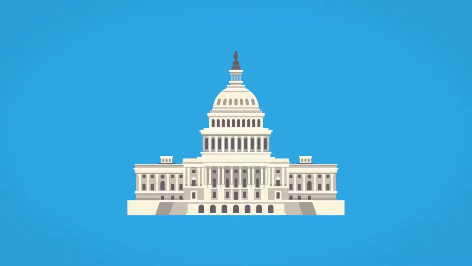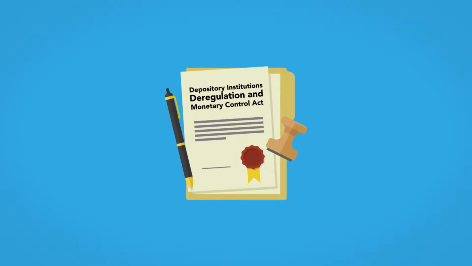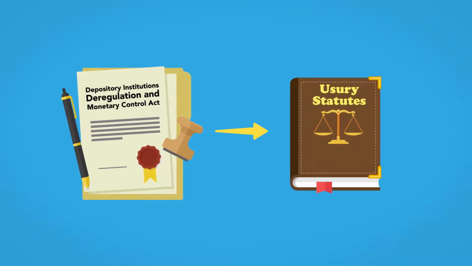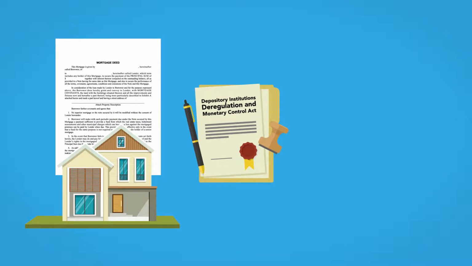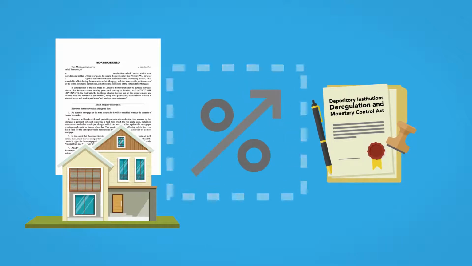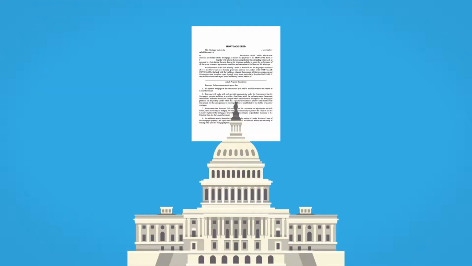A federal law passed in 1980, the Depository Institutions Deregulation and Monetary Control Act, preempted some important aspects of state usury statutes. For example, the law exempted most first mortgages taken out on residences from the state-imposed limits on interest rates. Other than the Depository Institutions Act, Congress has passed other laws aimed at regulating real estate finance transactions.